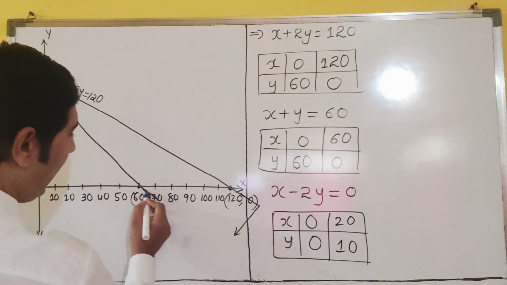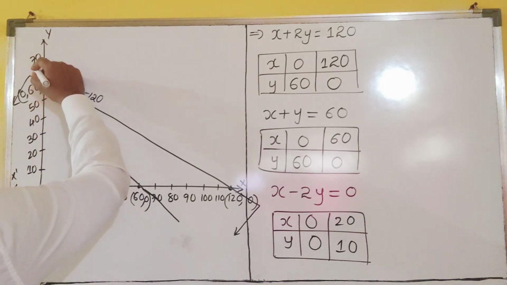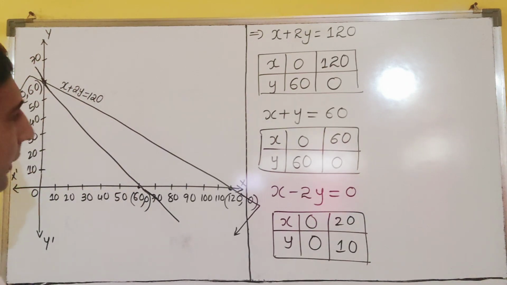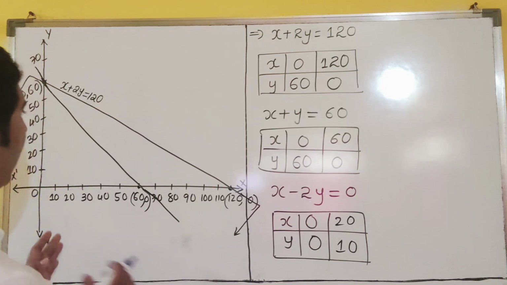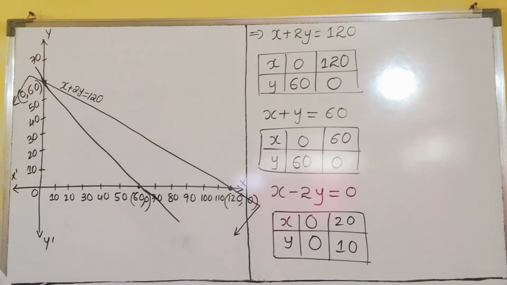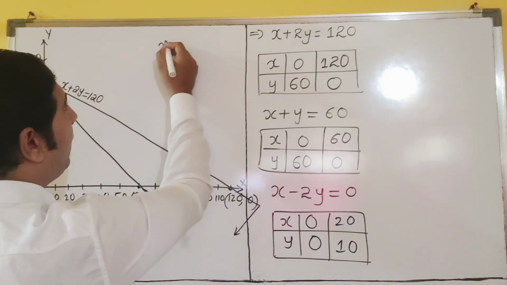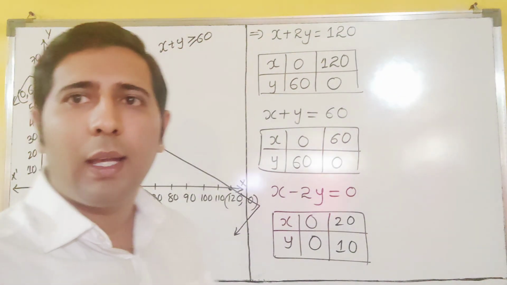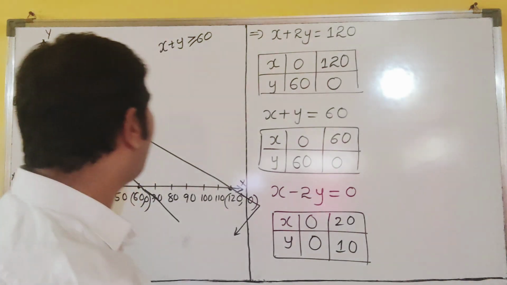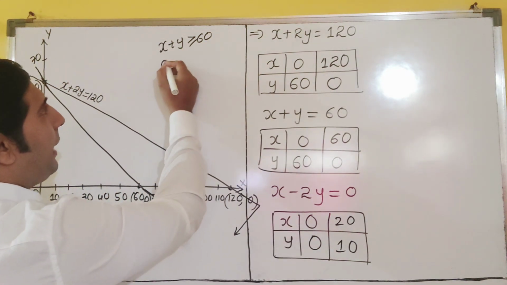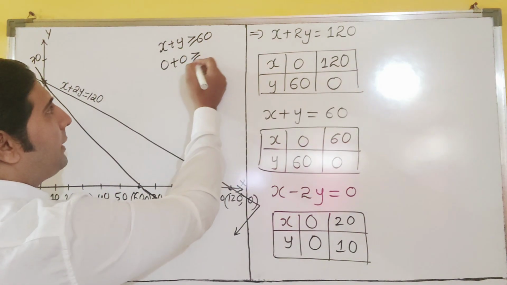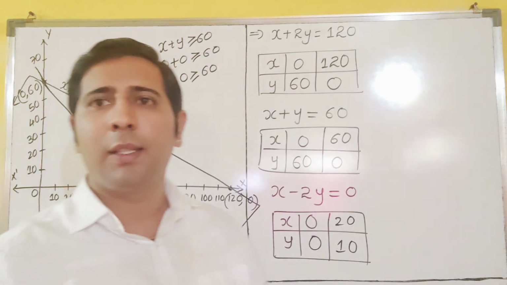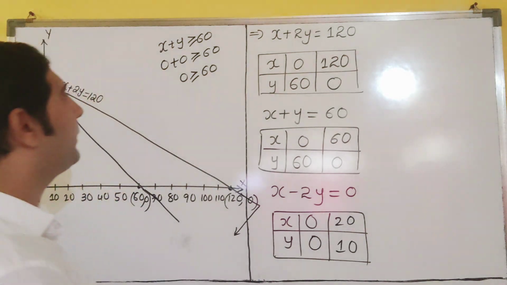Yes, we have joined. It's a rough diagram. I had already told you, I am sorry for that. And we have to check whether this line contains the origin or not. So now see here. X plus y is greater than or equal to 60, it was. So now again you put the x and y values as 0. 0 plus 0, 0 is greater than or equal to 60?